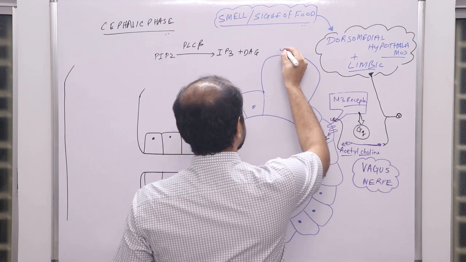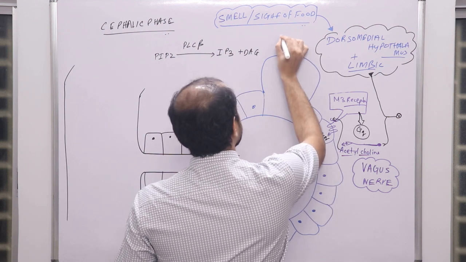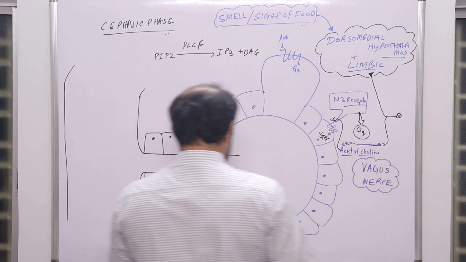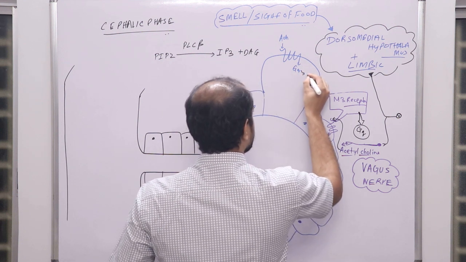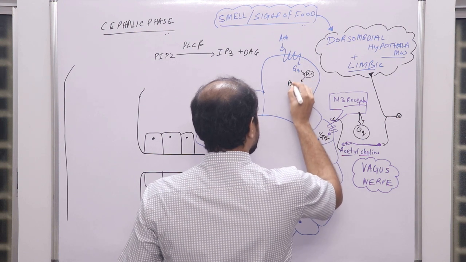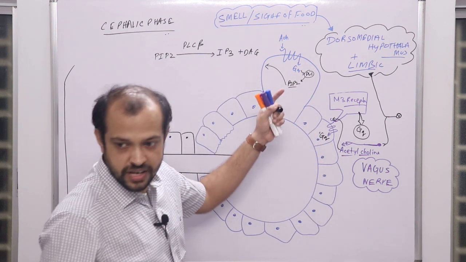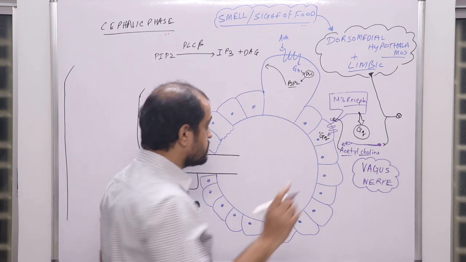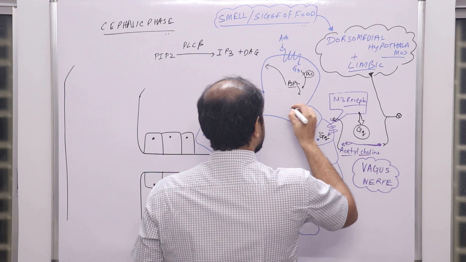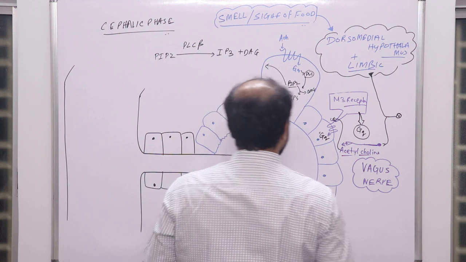Suppose here is your acetylcholine, and it is coupled to Gq. Clear? Now this Gq activates phospholipase C. Now this phospholipase C acts on PIP2, which is present in the cell membrane. Phosphatidylinositol diphosphate is a phospholipid. Okay, now this is converted into IP3 and DAG, right?